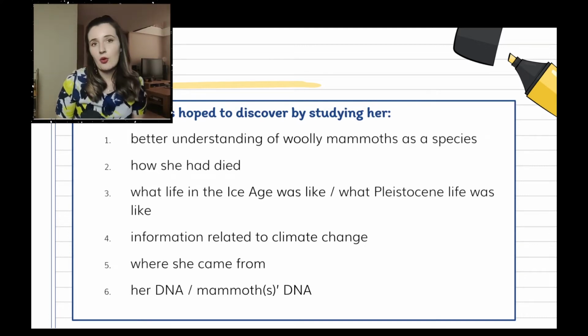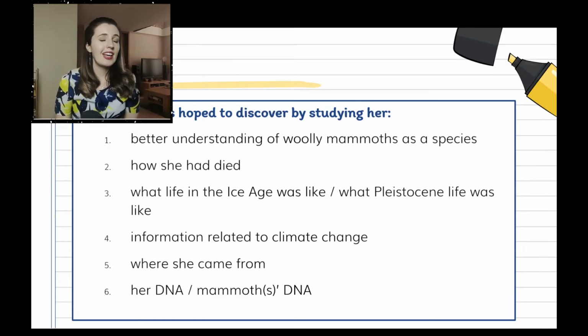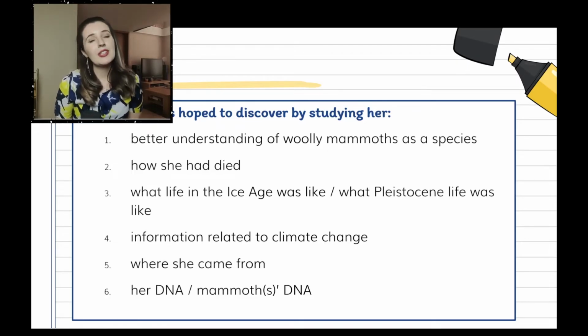They wanted to find out where Lyuba came from, and they wanted to find out more about her DNA or woolly mammoth's DNA. There are the 6 points for the second part of the summary question. Go back to your worksheet. Once again, how many did you get right? Do you need to add any on that maybe you forgot or didn't quite catch when you first read it?